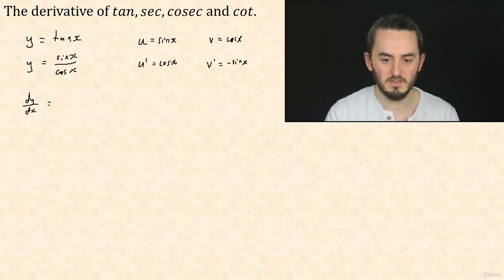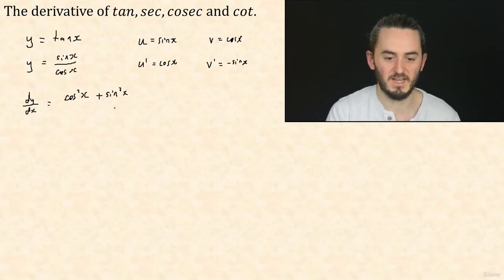Okay, now we can apply the quotient rule and we can say that dy by dx is v u dash, so that's cos x times cos x, which is cos squared x, minus u v dash, so minus sine x times negative sine x, so that's minus sine squared x, minus sine squared x is plus sine squared x, all over v squared, and v is cos x, so that is cos squared x.